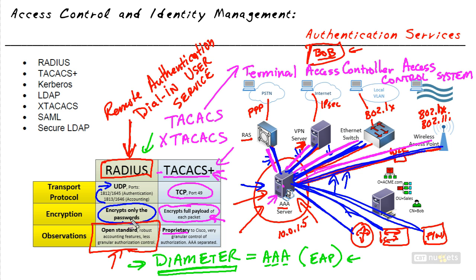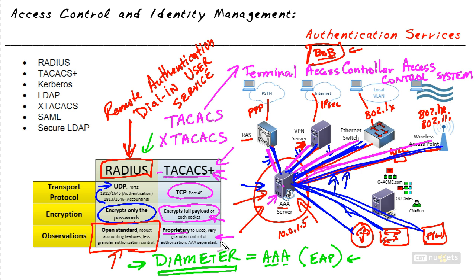And that is more secure than Radius, because Radius is only encrypting the password portion of the communication, where TACACS is encrypting the entire session, every packet. The payload is being encrypted. And because it is proprietary, we're likely to see this only in Cisco environments with Cisco gear.